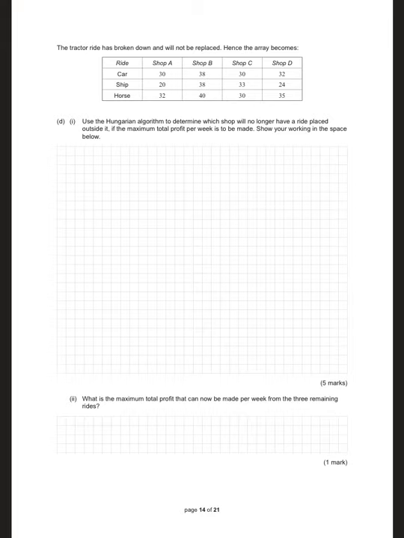Next page. The tractor ride has broken down. Oh no. And will not be replaced, hence the arrow becomes, so I can see straight away. Oop. 3 rows, 4 columns, it's not square anymore. Use the Hungarian algorithm.